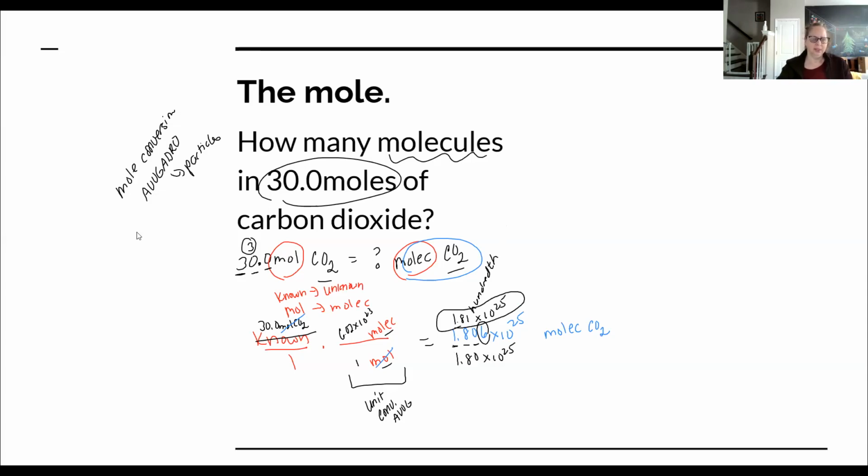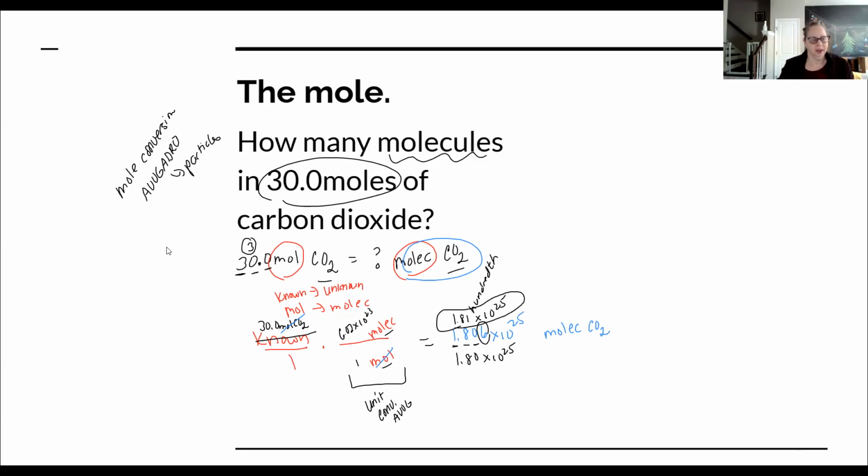Now notice when we did this, did I have to know it was carbon dioxide? I did not. It didn't have to be a gas. It had to be a molecule because it's carbon dioxide, but it could be any molecule. Hydrogen gas would have given me the same answer. 30 moles of hydrogen gas is 1.81 times 10 to the 25th molecules of hydrogen gas.